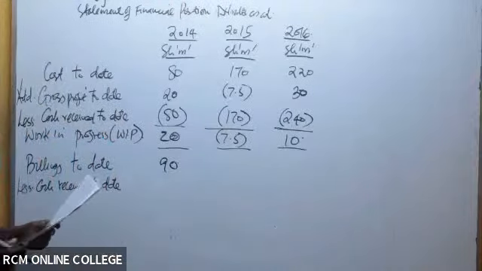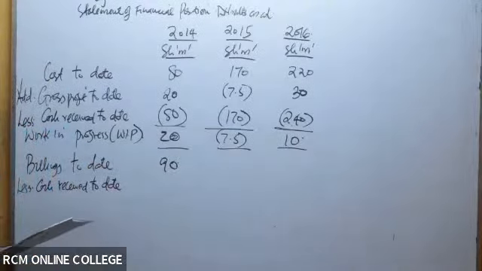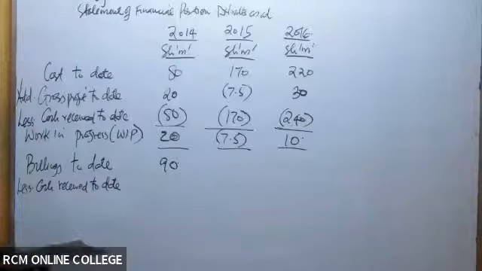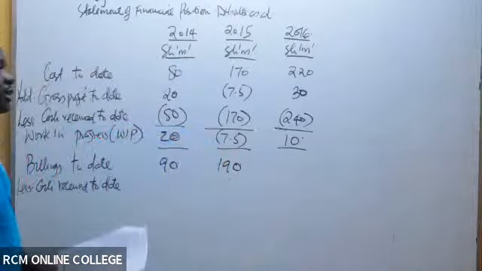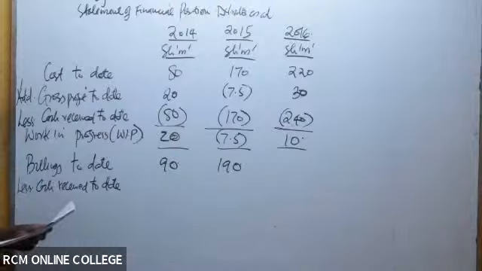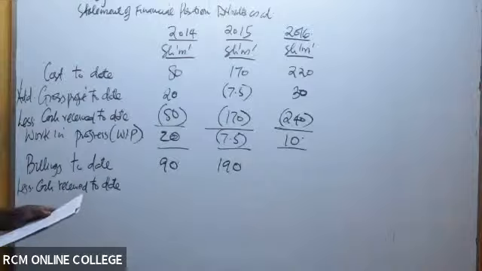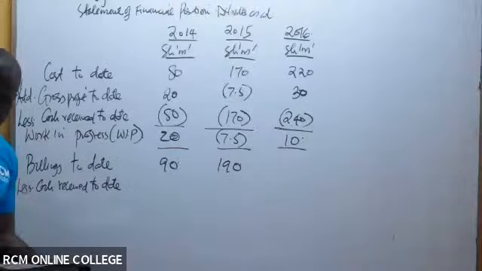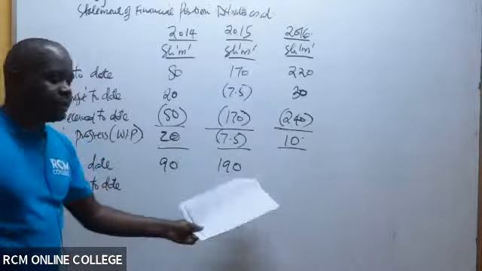Then in the second year, they billed 100. So it means for the year 2015, the billings to debt will be how much? It will be 190. And the billings to debt for the year 2016 will be how much? Because in the year 2016, they billed 60. So the billings for the year 2016, it was actually 60. It means it will actually be 250.